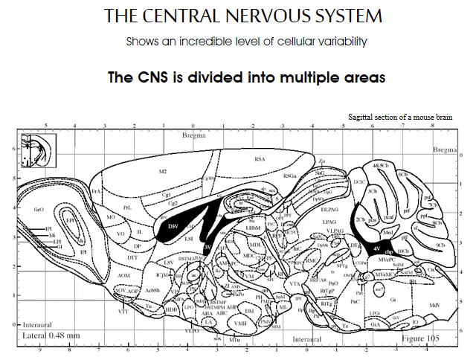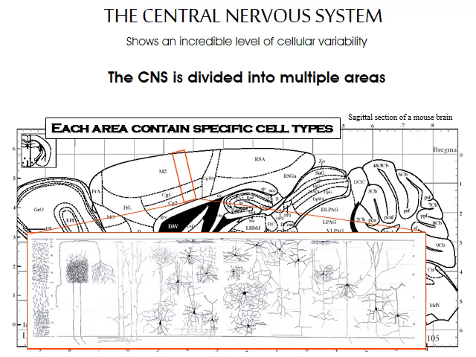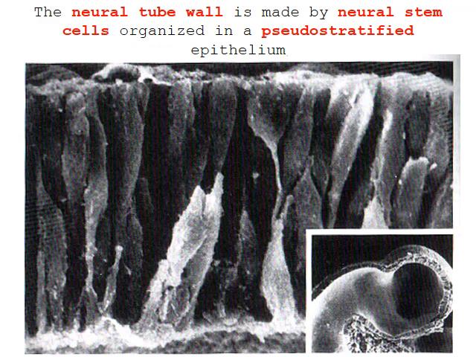You should all know that the central nervous system is an extremely complex structure with an incredible cellular variability. As you can see from this single sagittal section, even a mouse brain can be subdivided into multiple areas, each containing its specific set of cell types. And so, a fundamental question in developmental neurobiology is to understand how this huge amount of neuronal variability is generated.